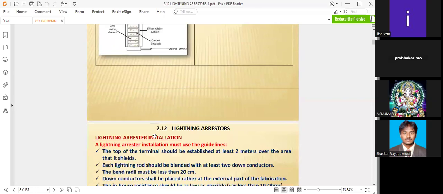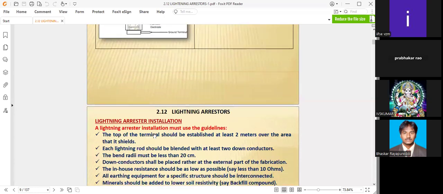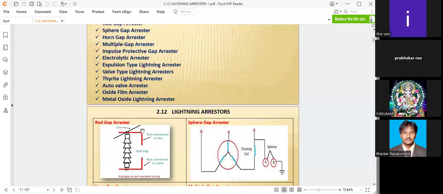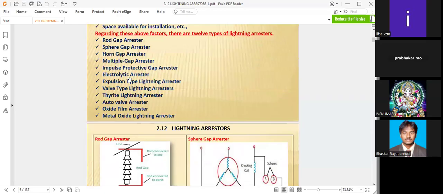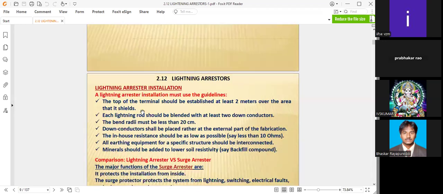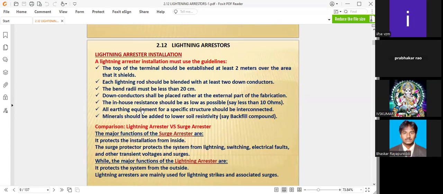Sir, Prabhakar garu, on the top. Yes, sir. Tell me, Kumar garu. Of the 12 types of lightning arresters whatever you have mentioned, which arrestor is used for what application or where, which location? Is there any guideline, sir? The coming slides will also discuss that, sir. There are mainly two types, which will be designated. That will also be discussed in the coming slides, sir. Okay, sir. Thank you very much, sir.